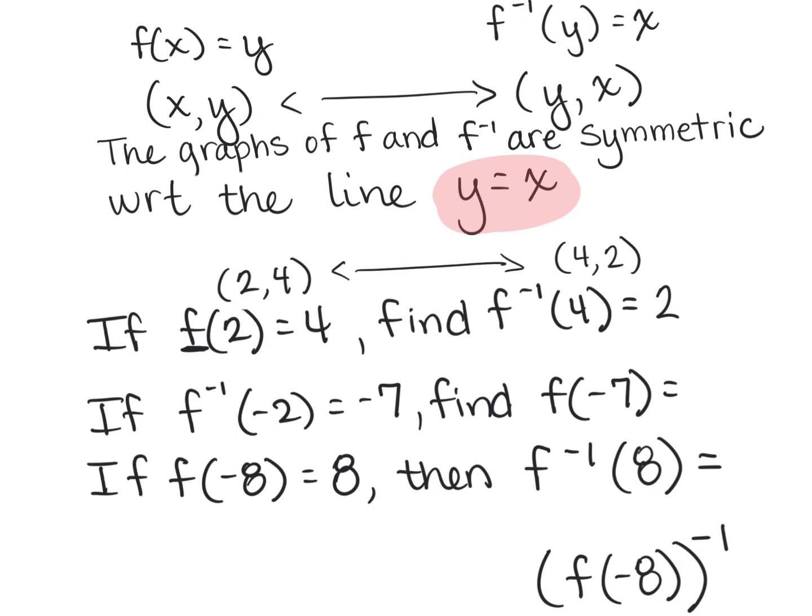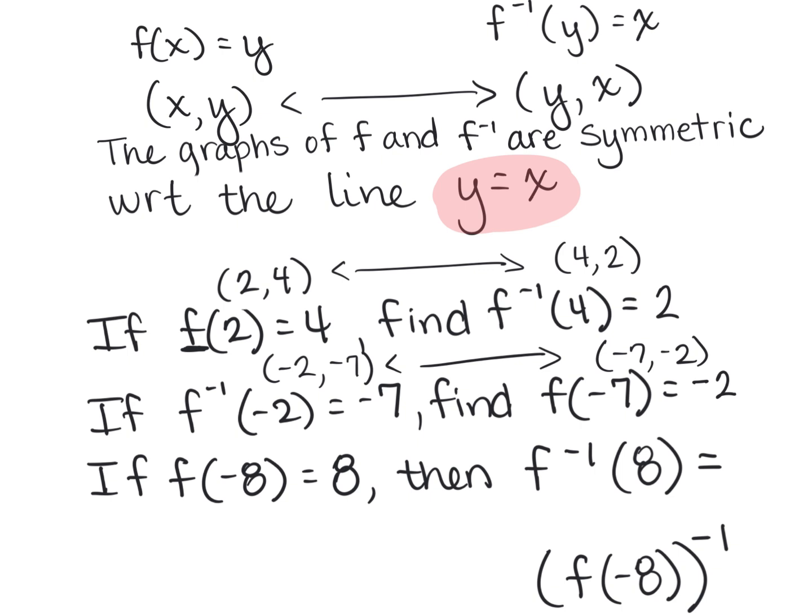If I have f inverse of negative 2 is equal to negative 7, that means this ordered pair point is negative 2, negative 7. So if you want f of negative 7, that's going to give you the y value of negative 2, because again, these ordered pair points are just switching. X becomes y becomes x.